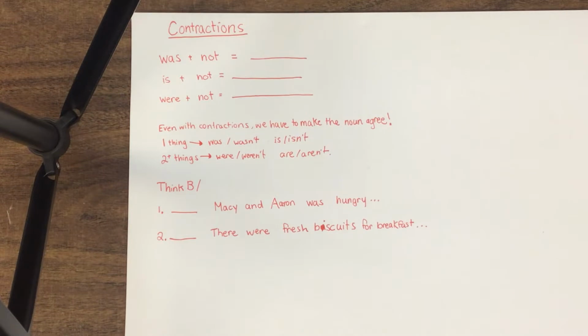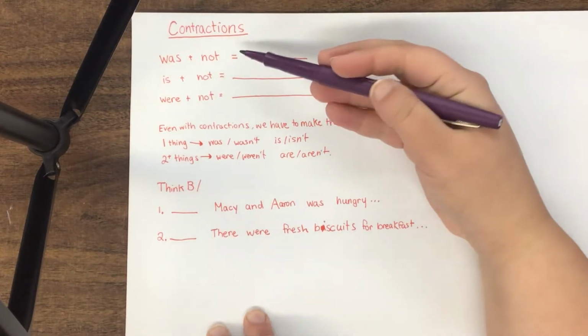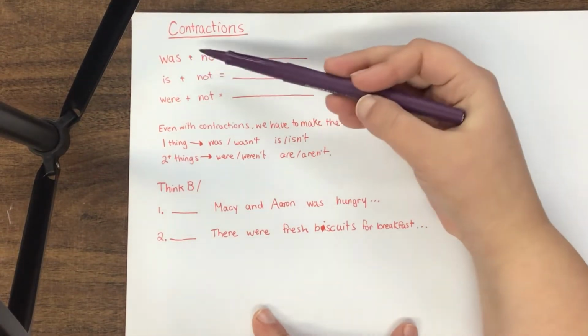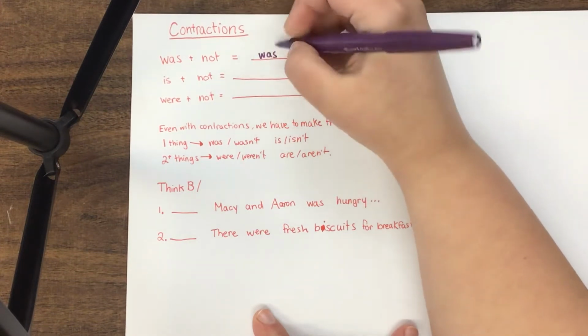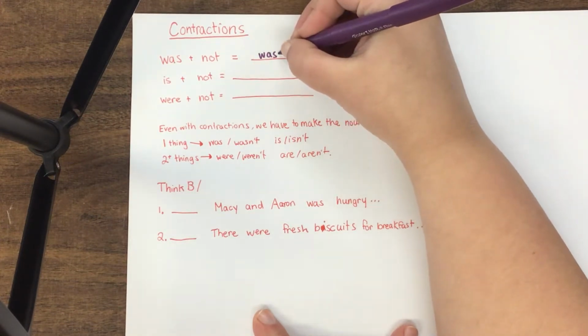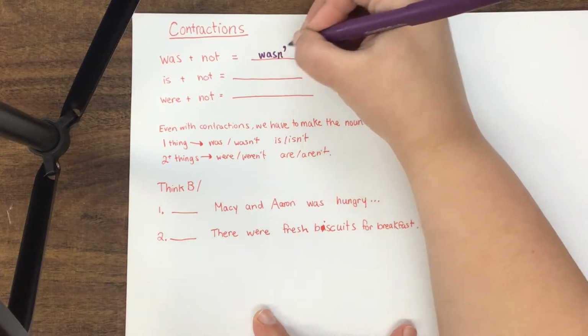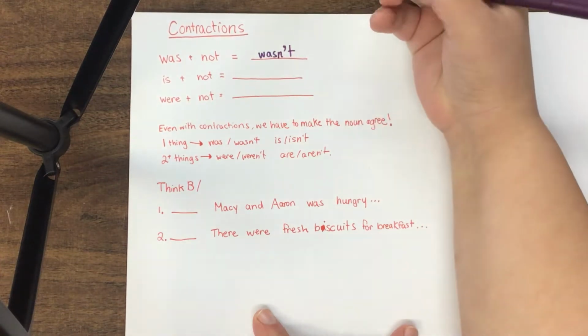Now, a contraction is when we take two words and we put them together. Oftentimes they're used with the word not. So for example, if we have was and not, when we combine them, we write was, and then the not is the part that's contracted. So I put the N here, apostrophe, and then T, and I get wasn't.